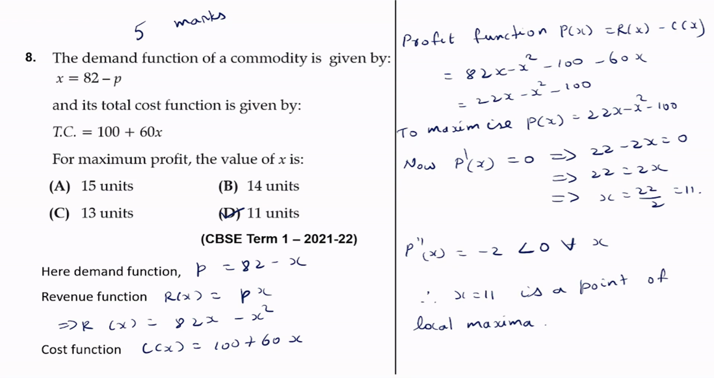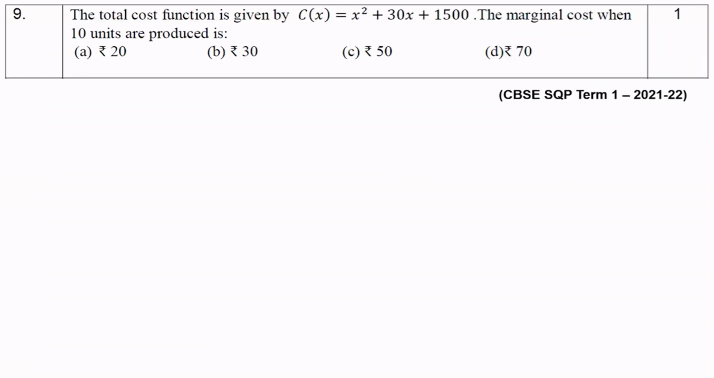So these are the various questions from last year's term 1 board paper. Now we will see the questions from last year's sample question paper. The total cost function is given by C of x is equal to x square plus 30x plus 1500. The marginal cost when 10 units are produced is. Again, this is also a very easy question. The cost function is given. We have to find the marginal cost when 10 units are produced.